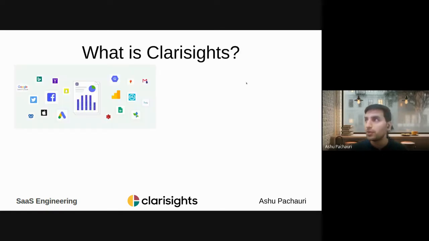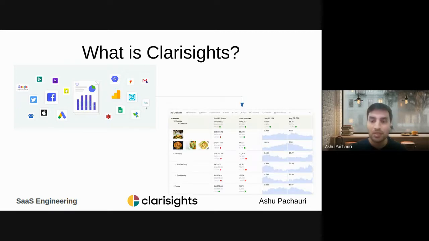Before we go into Mozek, I think it's important to talk about what Clarisights is, to introduce the use case first. What is it that we're trying to solve? So Clarisights is a SaaS platform which turns this into this. On the left side, you can see a bunch of sources of data: Facebook, Google, and email. You can see the Gmail icon there also.